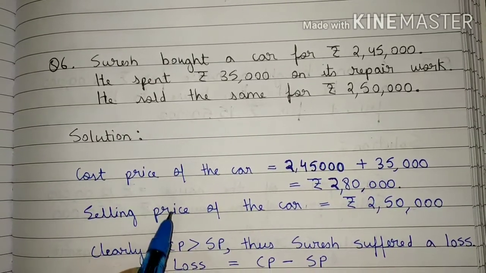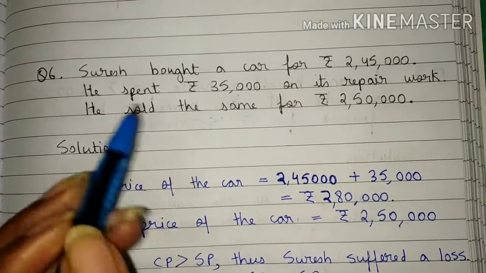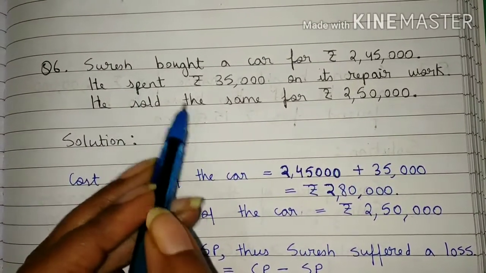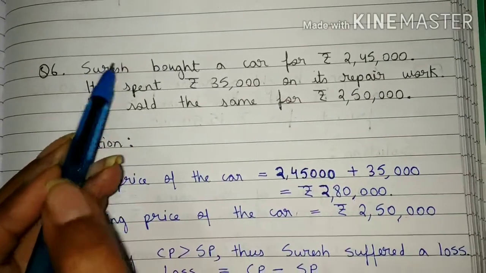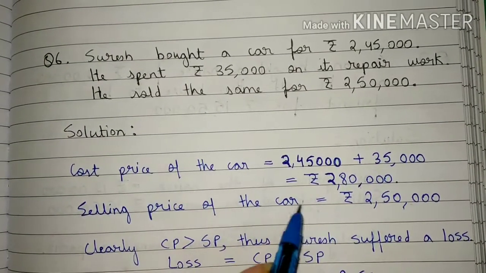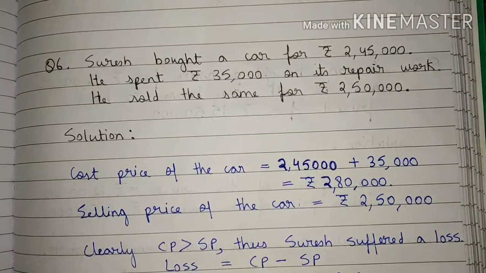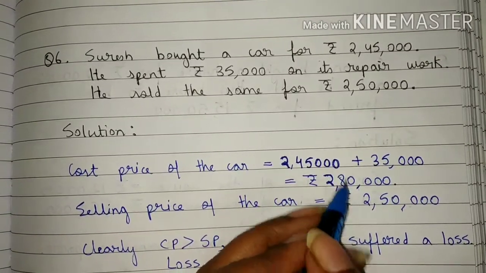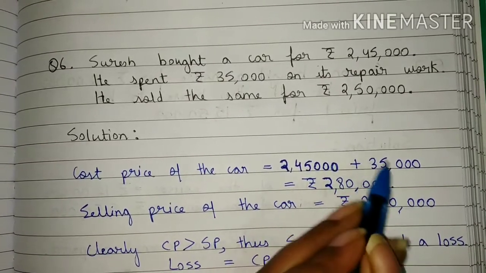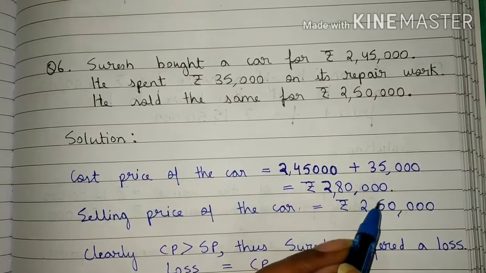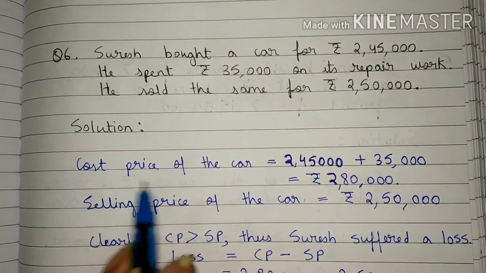And students, we know that selling price is the price at which a person sells something. In this statement, Suresh sold the same car for rupees 2,50,000. So for Suresh, the selling price of the car is rupees 2,50,000. Now students, when you compare these two prices, you will see that rupees 2,80,000 is greater than rupees 2,50,000. It means cost price is greater than selling price.